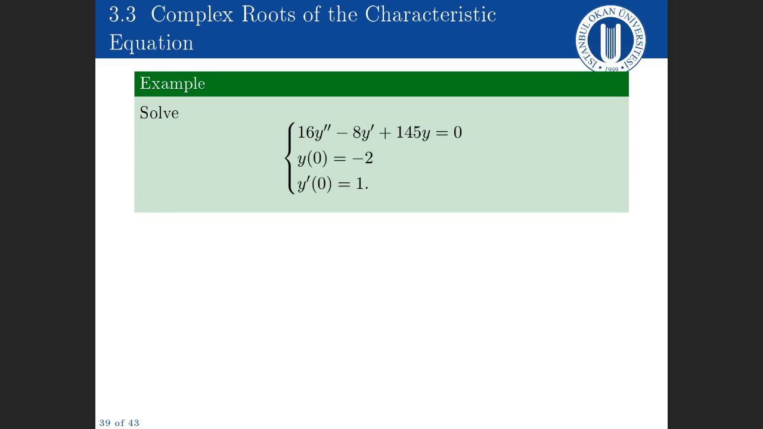First, we'll find the general solution to the differential equation. We'll do that by writing down the characteristic equation, by finding the roots to the characteristic equation, and then as soon as we know that, we can write down the general solution. And then in step two, we'll find the constants C1 and C2 which satisfy the initial conditions.